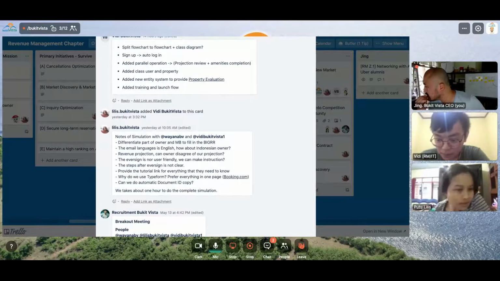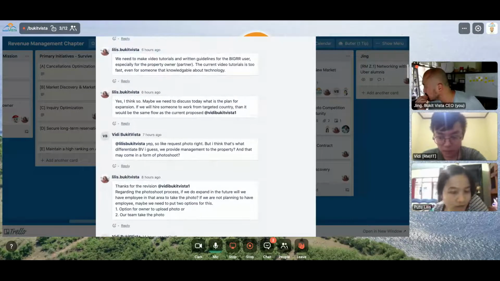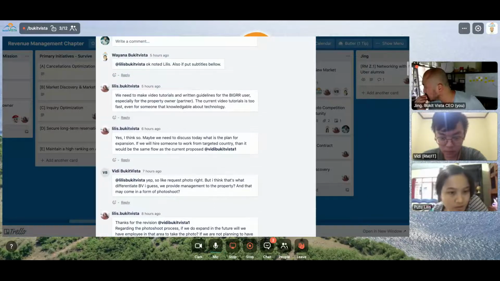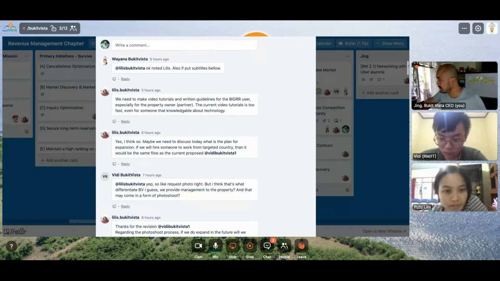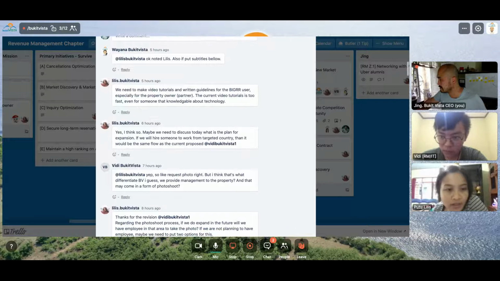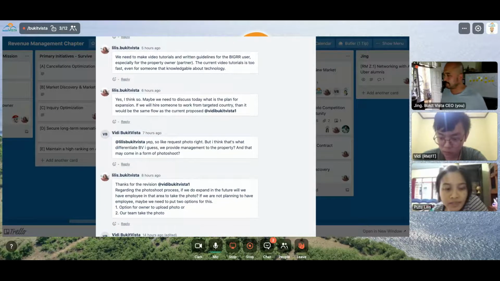Okay. From the notes, actually, the biggest difference here is the part that was previously worked by MB, the market builder, and then we transferred it to the owner, like the amenities completion and the workflow. Basically, first the amenities after the revenue projection.